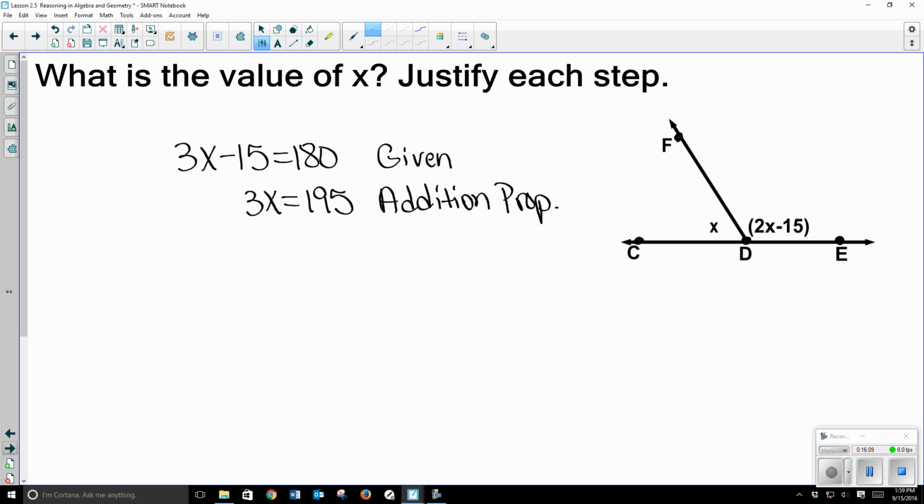Okay, next we're going to divide both sides by 3. So when I divide this side by 3, I'm not going to show it. And when I divide this side by 3, I get 65. What property allows me to go from this to this? From 3x equals 195 to x equals 65. What did we have to do to get rid of the 3? Divide. We divided by 3. So the division property.